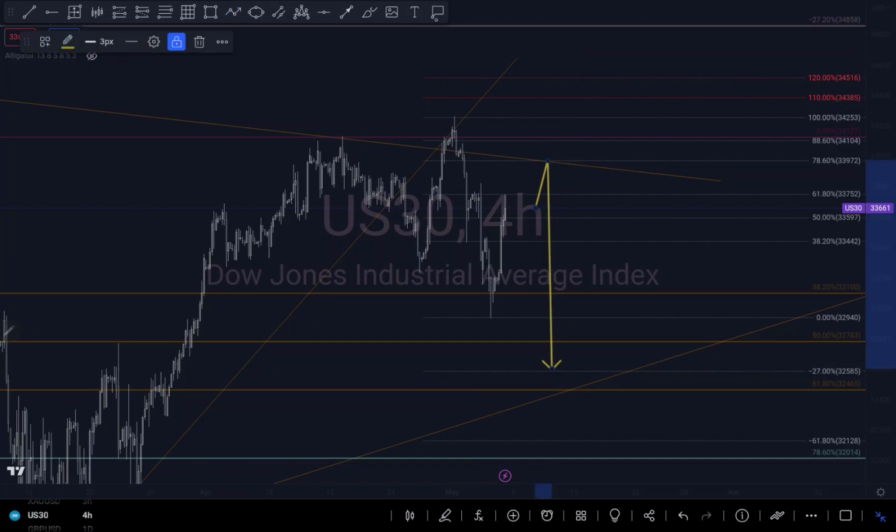So that is just my scenario. I think we might retrace to that level, and this will be my target around that level. So that is just my thoughts on US30, and that is how I think it will happen on US30, guys.